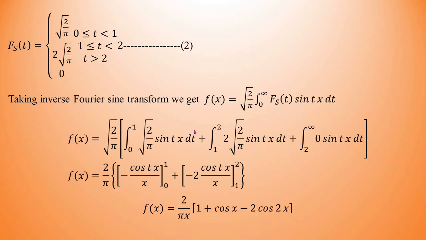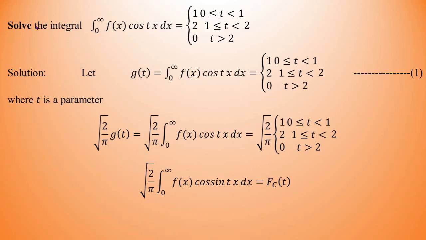So simplify this integration. You will have such type of simplification after applying the limits. Apply limits properly. So this is nothing but the required solution of this integral equation, which is nothing but f of x. So I hope you must have understood in a better way how to solve the integral equation using Fourier transform. Let's have one more example.